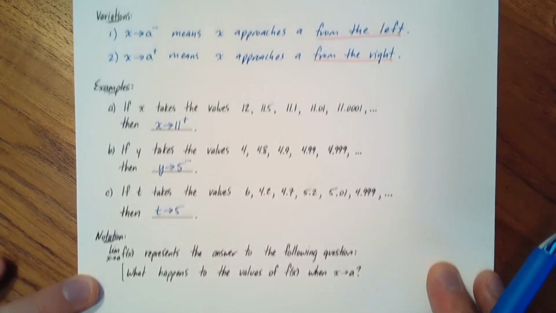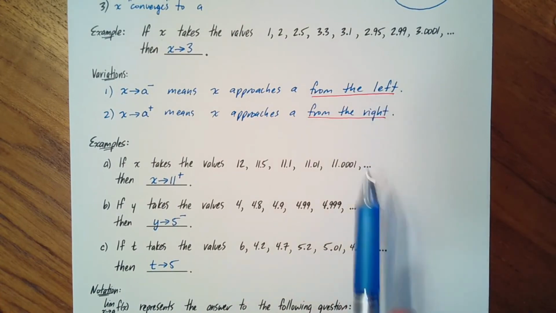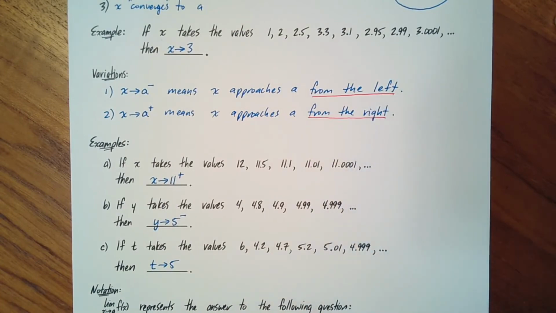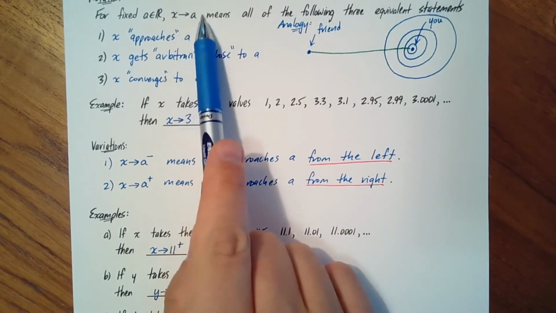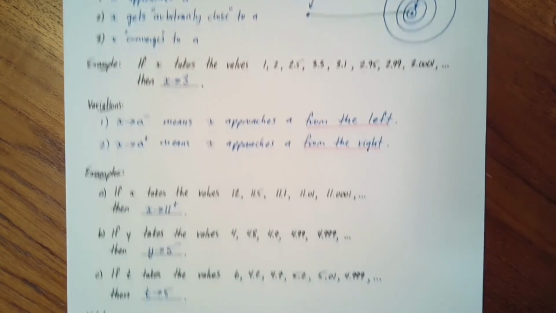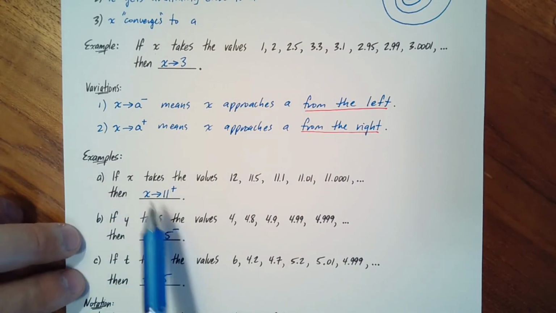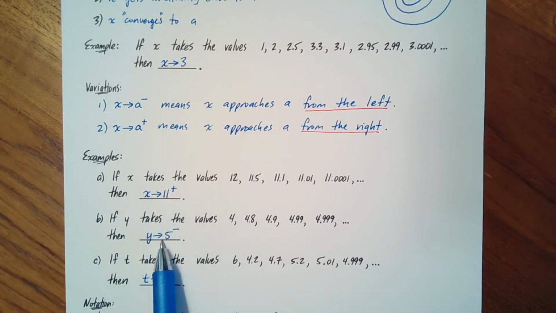Okay, but I do want to emphasize too, these examples I gave you are just to give you the idea of what this notation means. They're not typically what you would be working with. But if you did see something like this, you might make a reasonable guess that x approaches 3, or that in these three cases we had x approaching 11 from the right, y approaching 5 from the left.